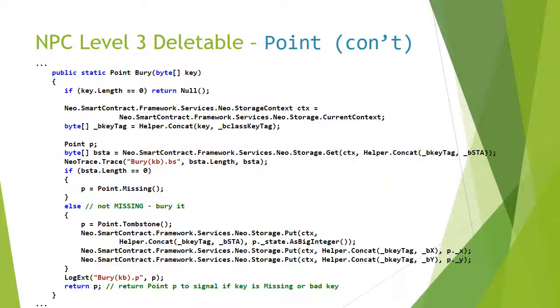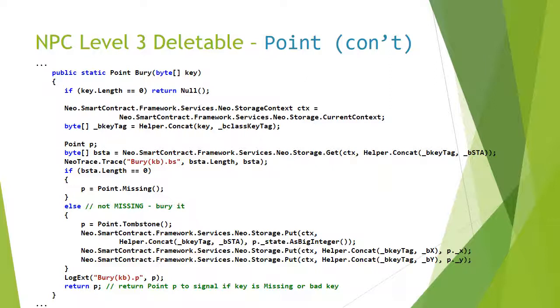So you see that the pattern here is very similar actually to a get. Before we can bury something, we have to actually find out if it's there or not. So if it's not there, we're going to return the missing object. Otherwise, what we're going to do is create a tombstone. And if you remember on the previous slide, a tombstone reinitializes everything to 0. And then we're going to save that into storage. That's what those next 3 put statements do. And so this not only is going to tombstone it, it's actually going to 0 it out as well.